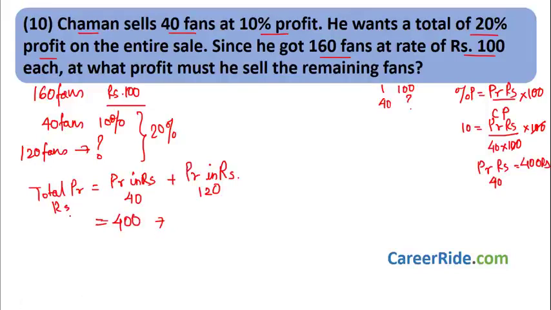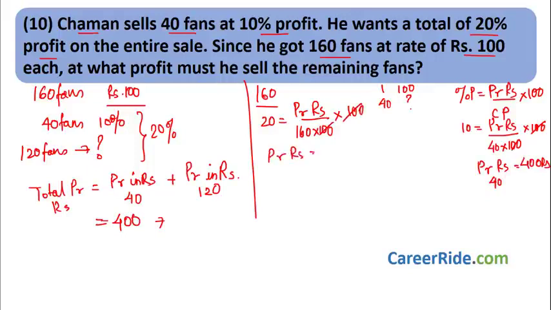Now, what is the total profit in rupees? Chaman has 160 fans. He wants a total of 20% profit from the entire sale. That is, on selling 160 fans, he needs 20% profit. Profit percent is 20, right? Profit in rupees, we do not know. What is the cost price? 160 fans, each fan 100 rupees, multiplied by 100. He bought each fan for 100 rupees. Cut. Profit in rupees is how much? 3,200 rupees. This is the total profit.